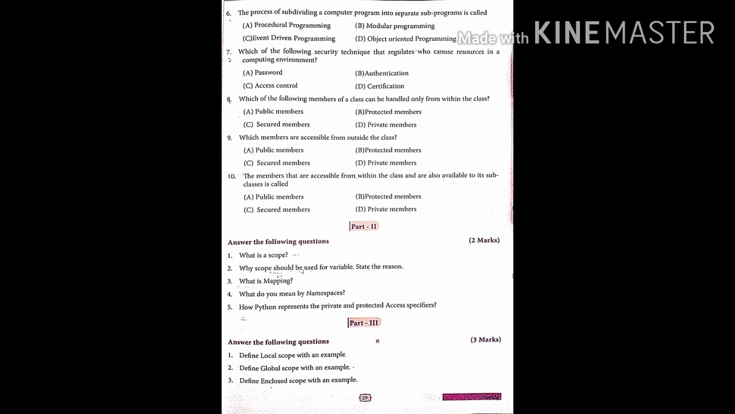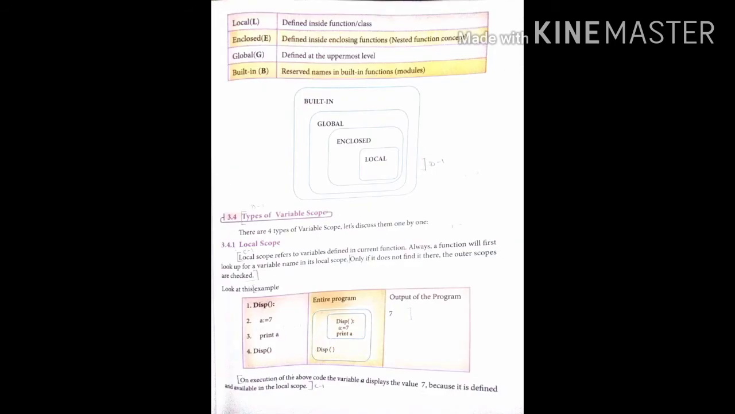Up next, part 3. Answer the following questions. First question. Define local scope with an example. The answer is in page number 23. The answer is given under the topic local scope. It starts from the local scope up to in the local scope. The entire topic is the answer for this question, as it is a 3 mark.